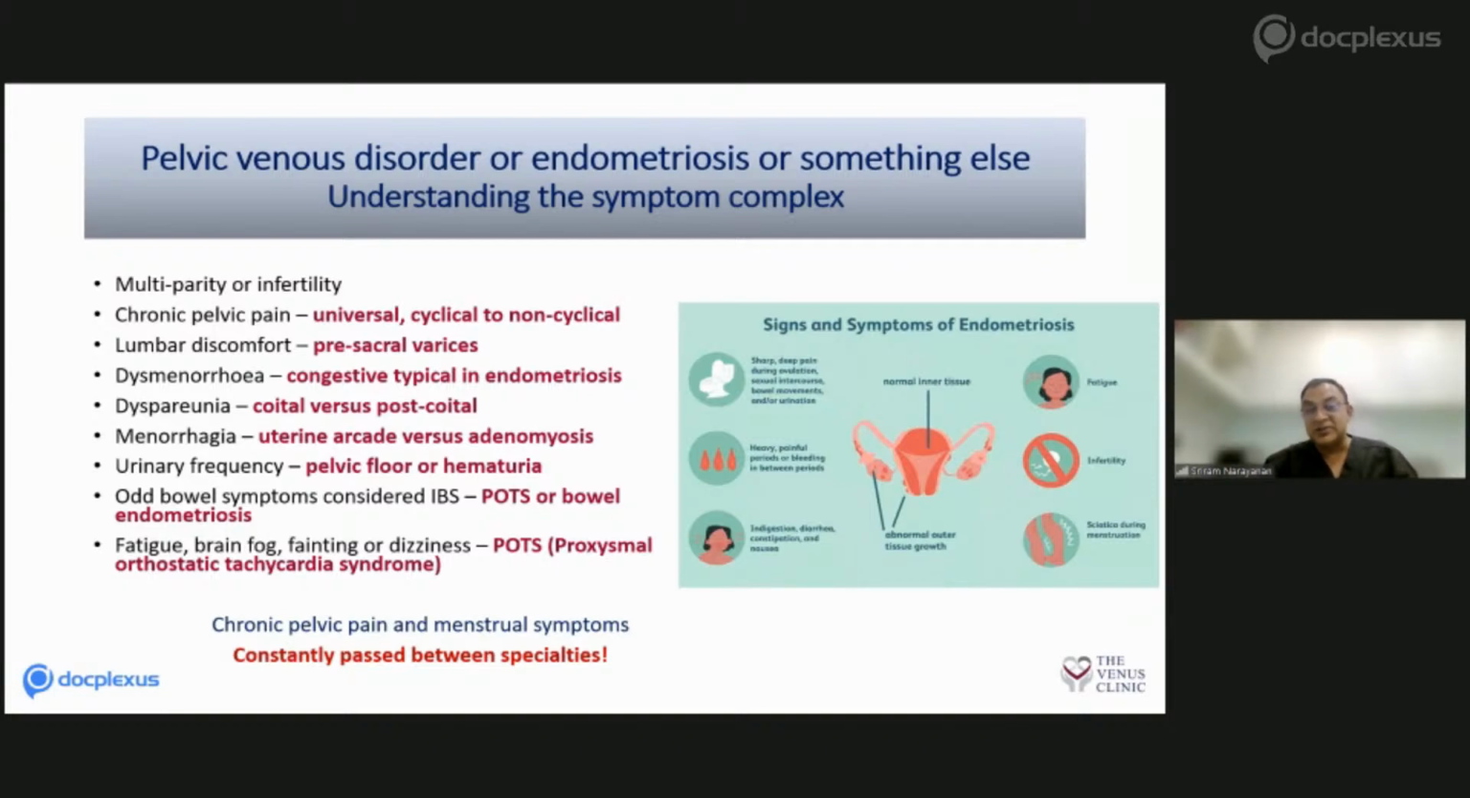The first question you need to ask: have they had infertility or do they have multiparity? Women who have had multiple children are obviously more likely to have pelvic venous disorders for the reasons I said. It causes the veins to dilate. On the other hand, endometriosis really leads to infertility in most patients. And therefore, this is an easy early distinguishing part of the history to tell you which route to take.